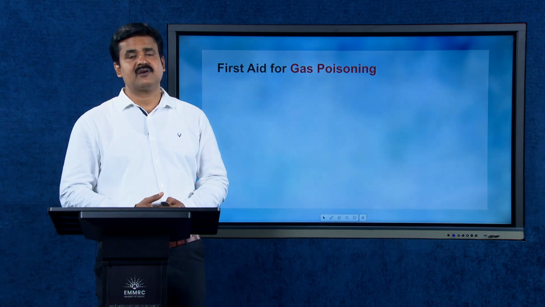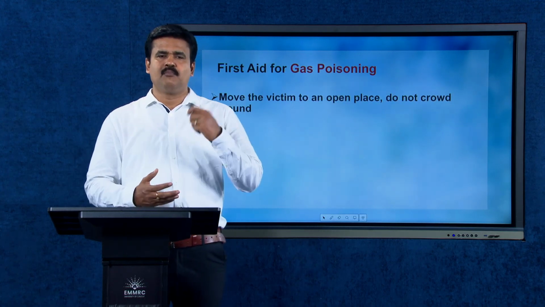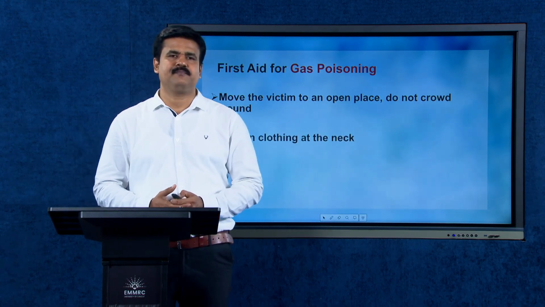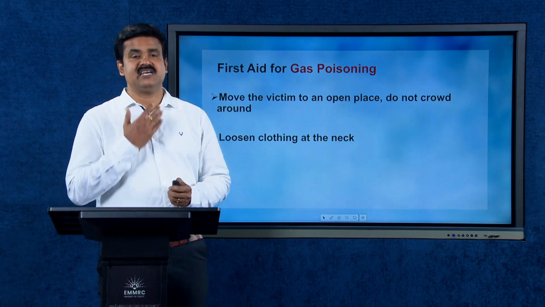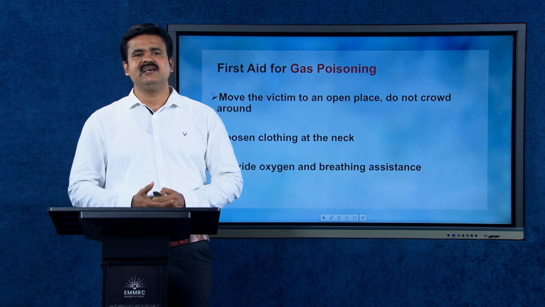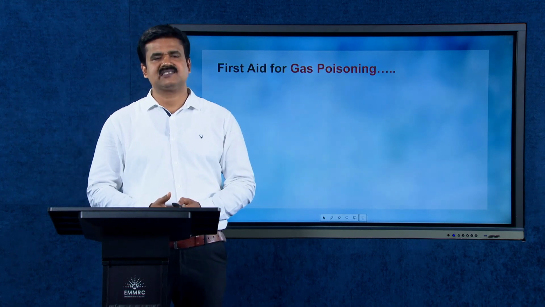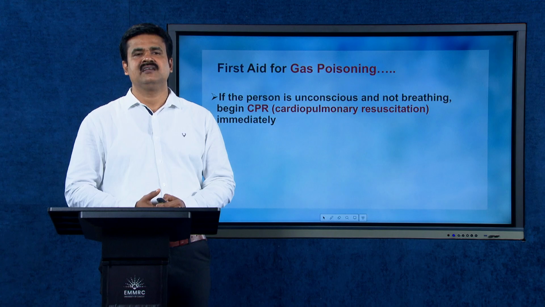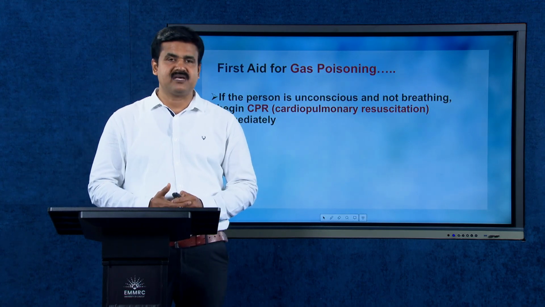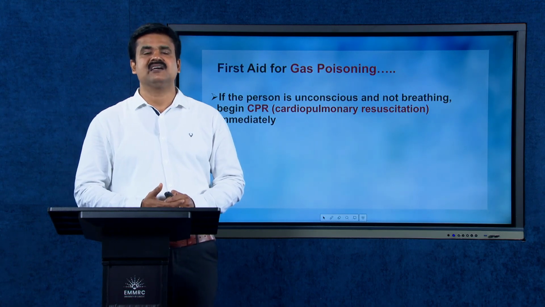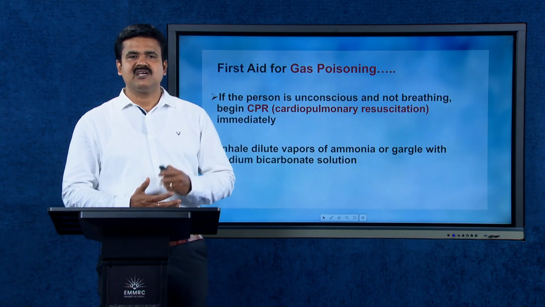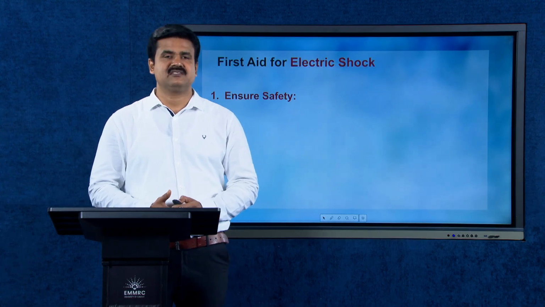Now, first aid for gas poisoning. Move the victim to an open place. Do not crowd around the victim. Loosen clothing at the neck. This is to ensure proper respiration. Provide oxygen and breathing assistance. If the person is unconscious and not breathing, then you have to immediately begin CPR, that is, cardiopulmonary resuscitation. Inhale dilute vapors of ammonia or gargle with sodium bicarbonate solution.